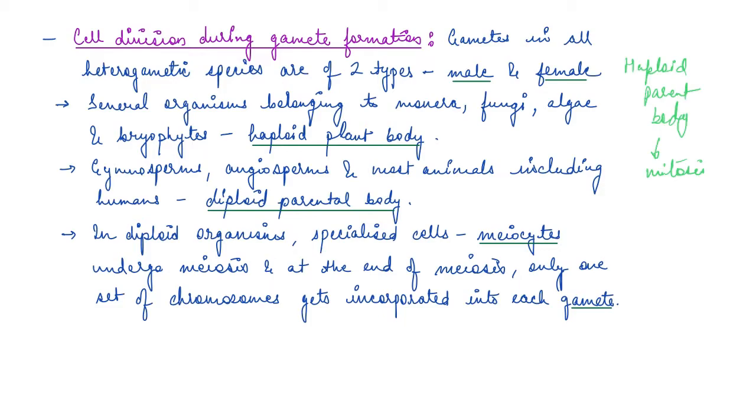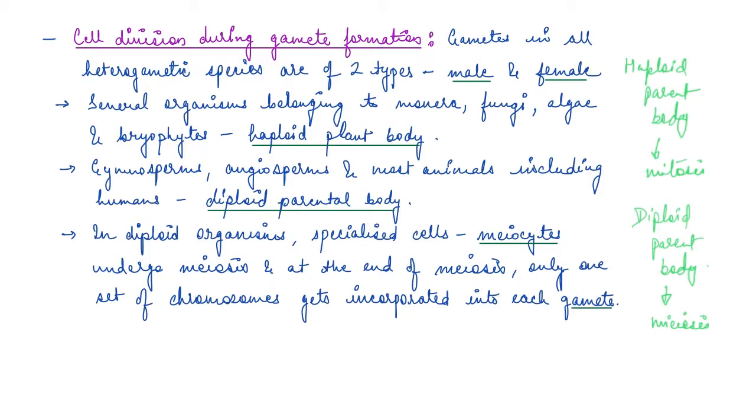Now, there are certain organisms which have a diploid parental body as well. In the case of the diploid parent body, they produce gametes by meiosis, reduction division. Organisms like gymnosperms, angiosperms, and most animals, including humans, have a diploid parental body and they produce gametes through meiosis.